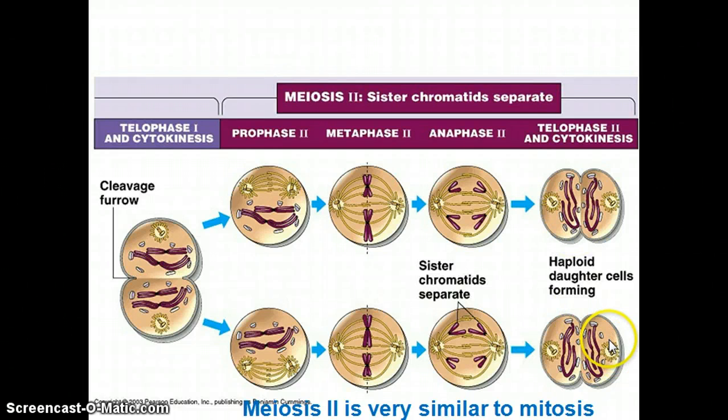And just like in mitosis, we have nuclei form and the chromosomes begin to decondense. The cytokinesis separates the cytoplasm, and each of these now 4 daughter cells is genetically distinct. It's individual and different from each of the others. And they're also different from the parent cell.